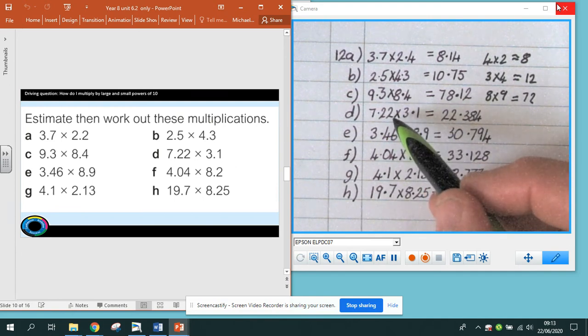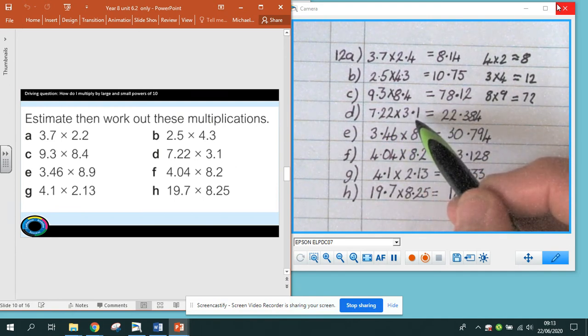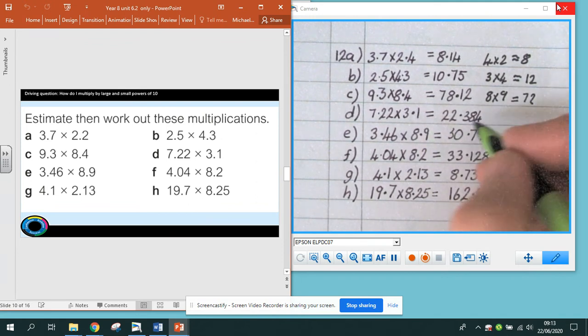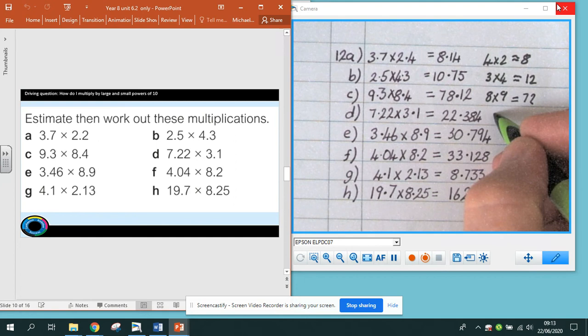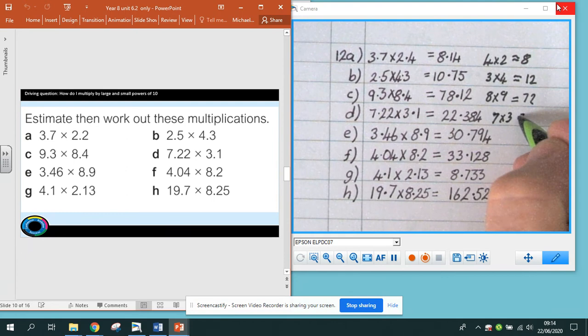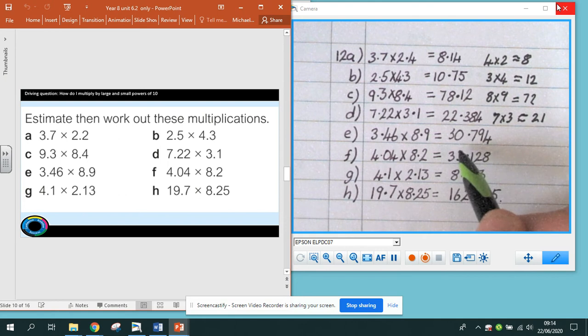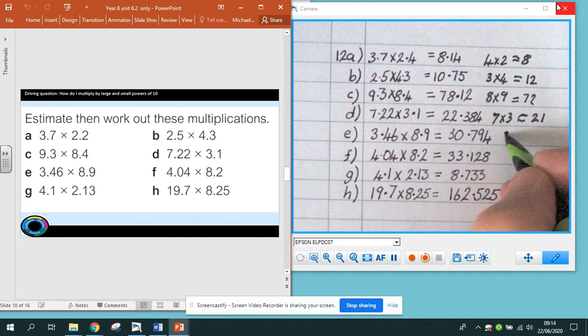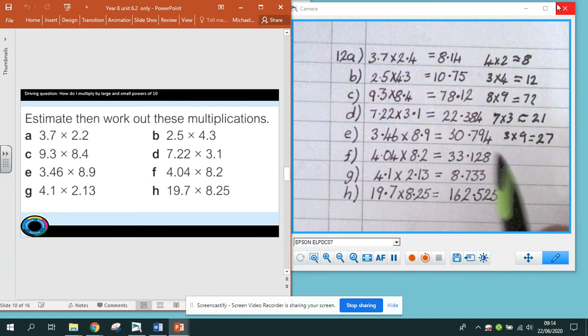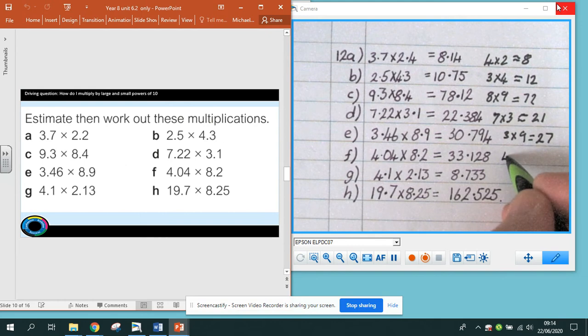7.22, here we'd have had to divide by 100 and then by 10, so we'd end up dividing by 1,000, which is why we have 3 numbers after the decimal point. We should have done for our estimate 7 times 3, which is 21. For our next one, the answer is 30.794, and our estimate should have been 3 times 9, which is 27. The next one, 33.128, and our estimate should have been 4 times 8, which is 32.